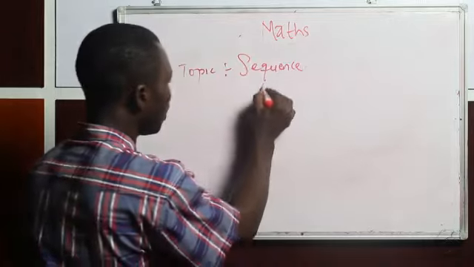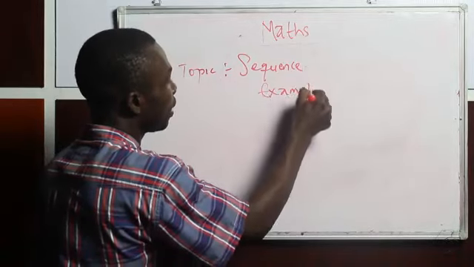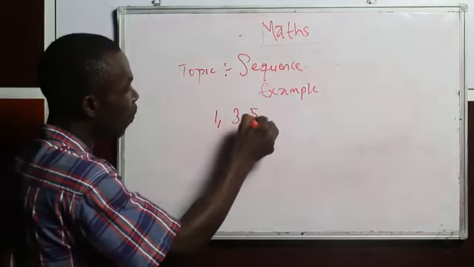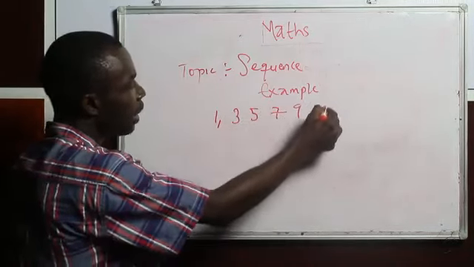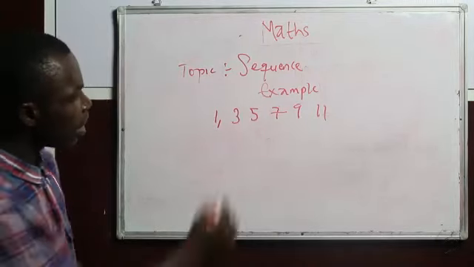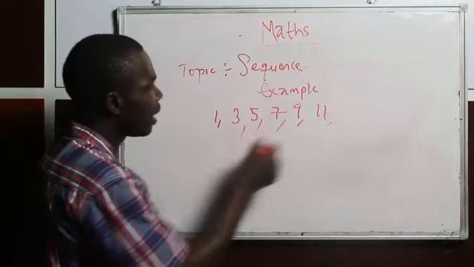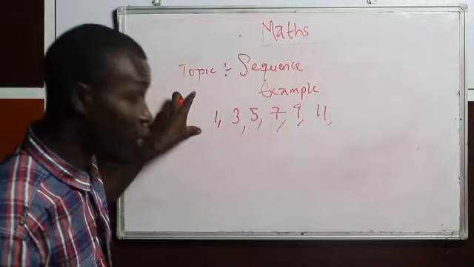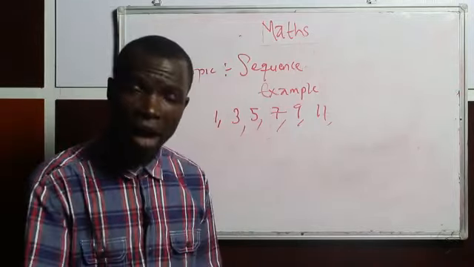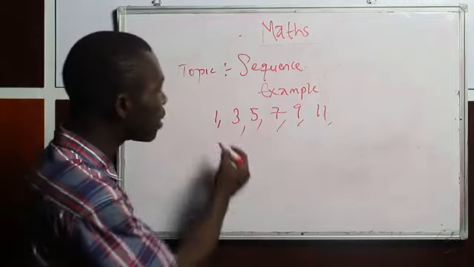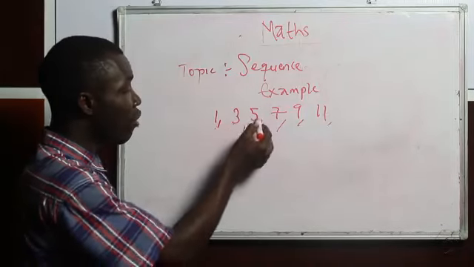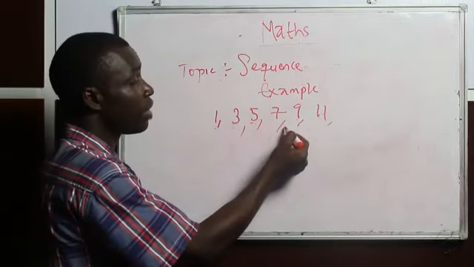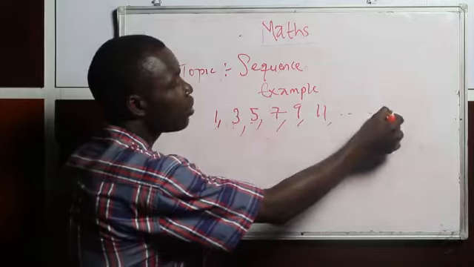Let me show you an example of a sequence: 1, 3, 5, 7, 9, 11. In this kind of numbers, you discover that this is a sequence that has a difference of two. How do we have a difference of two? Look here: 3 minus 1 gives us 2, 5 minus 3 gives us 2, 7 minus 5 gives us 2, 9 minus 7 gives us 2, 11 minus 9 gives us 2, and so on.